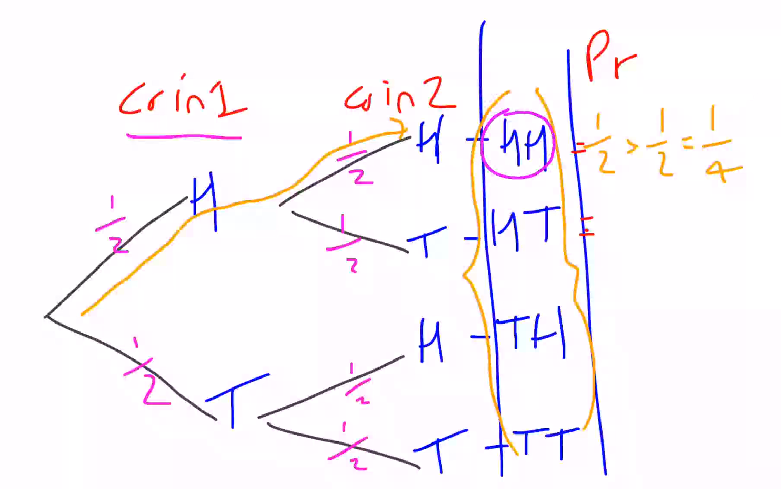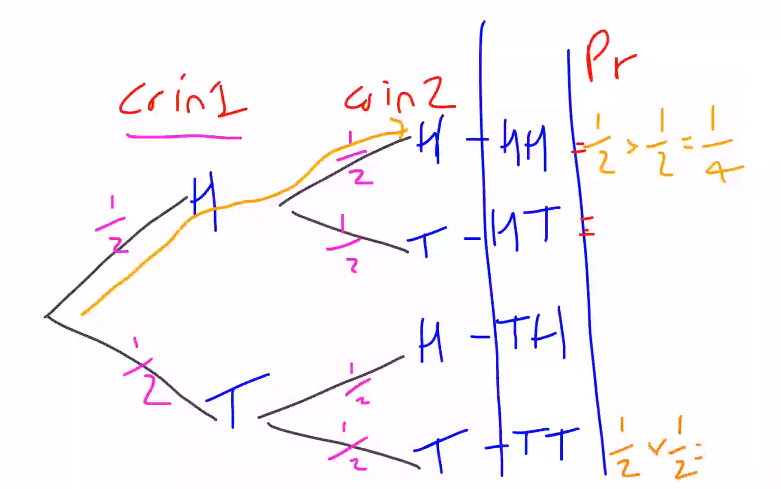It's getting a bit messy in here. Let's remove a few of those. In the same way, I can work out that tails and tails is a half times a half, which is a quarter.